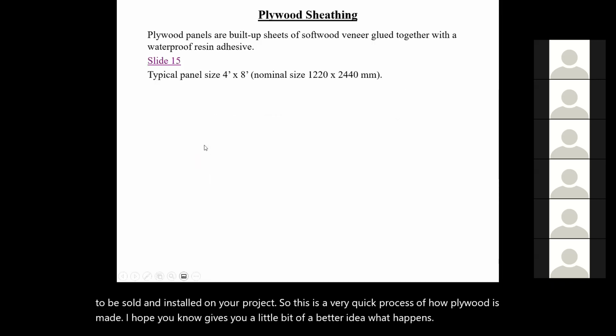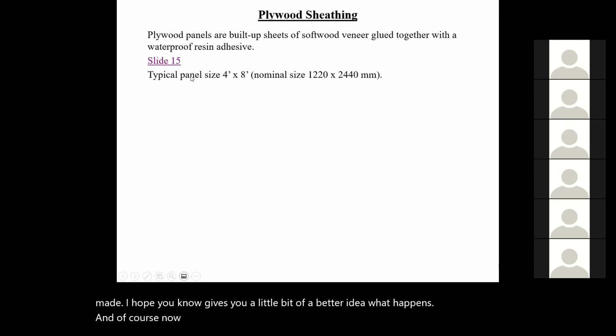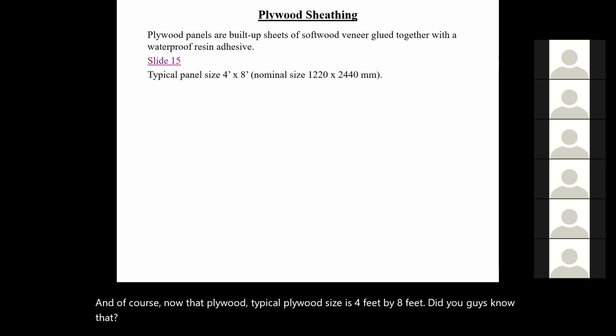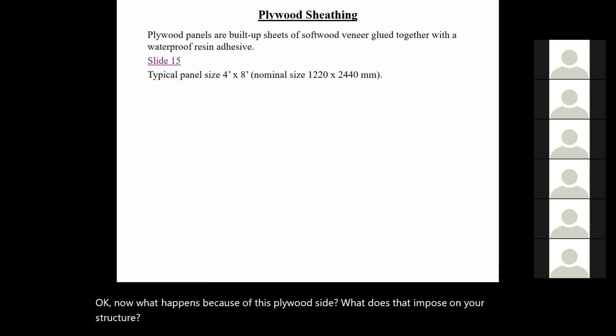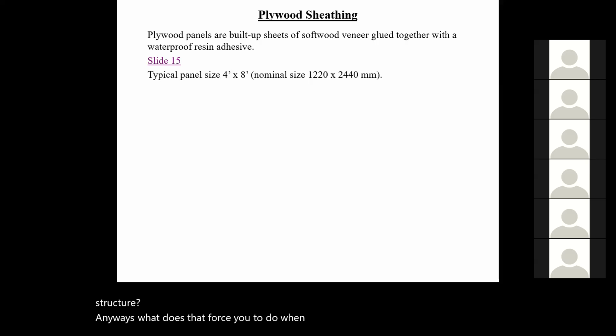And of course, now you know that typical plywood size is 4 feet by 8 feet. Did you guys know that? Yes. Okay. Now, what happens because of this plywood size? What does that impose on your structure? So what do you mean by impose? In other words, what does that force you to do when you're building a wood structure?